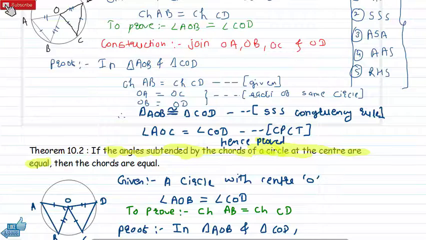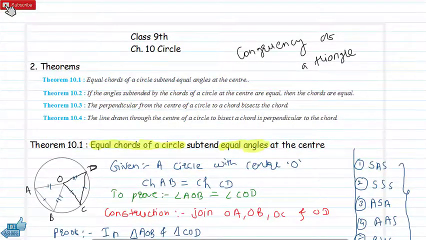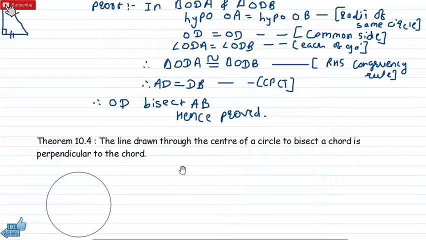Now the last theorem of this lecture. The line drawn through the center of a circle to bisect a chord is perpendicular to the chord. I already told you so many times that the first part is given. What is given? A line drawn through the center of a circle bisects the chord. This is given. And what we have to prove? We have to prove that it is perpendicular to the chord, which means the angle is 90 degrees. Vice versa, if the angle is 90 degrees, it's perpendicular. If it is perpendicular, then the angle is 90 degrees.